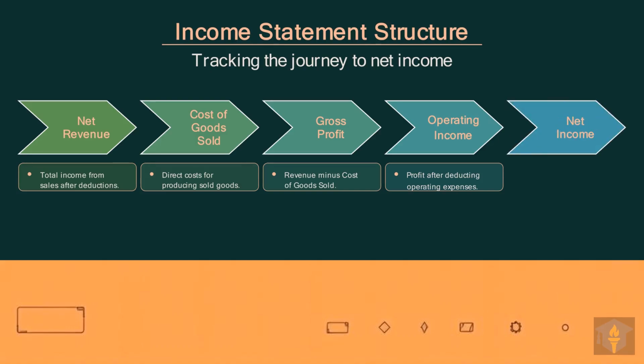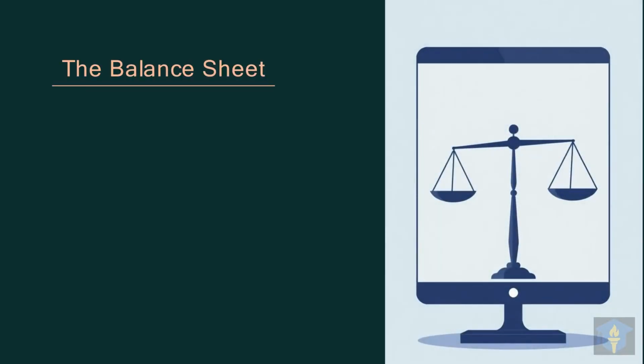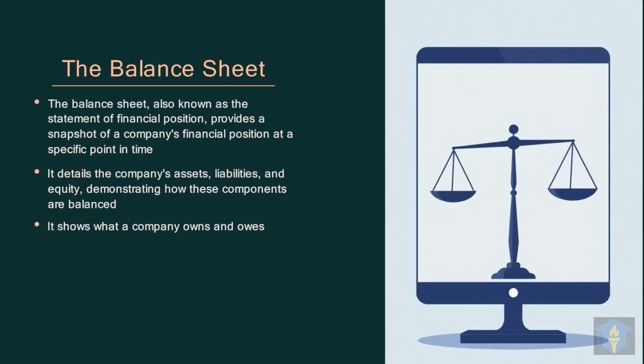Finally, we reach net income, which is the ultimate profit after all expenses and taxes. This is the bottom line, representing the company's total profit available to shareholders. Let's move on to the balance sheet, another fundamental financial statement to understand. Also known as the statement of financial position, it's a snapshot of a company's assets, liabilities, and equity at a specific moment.